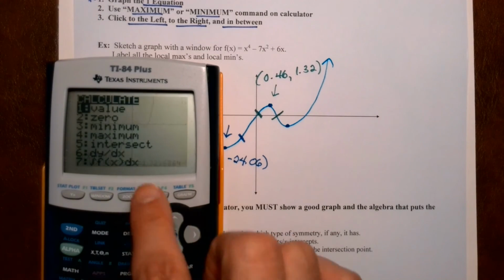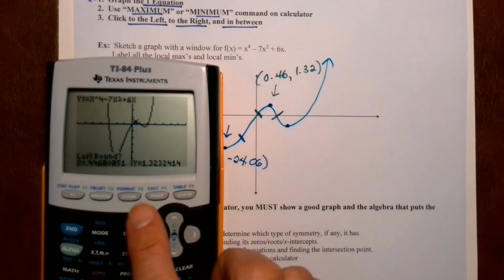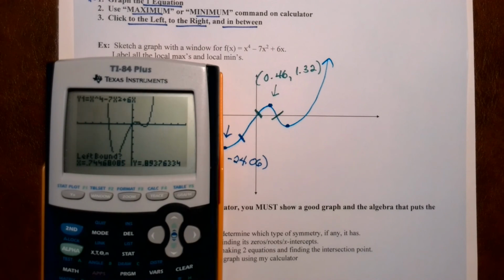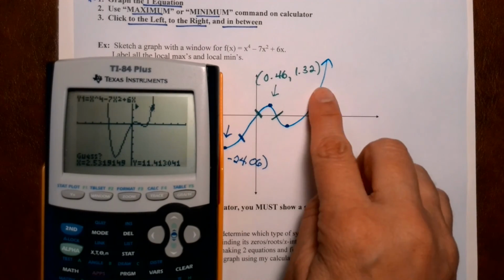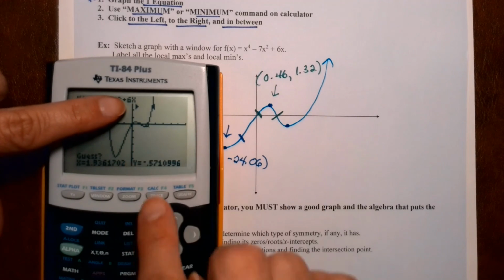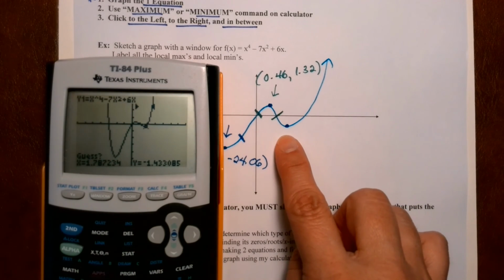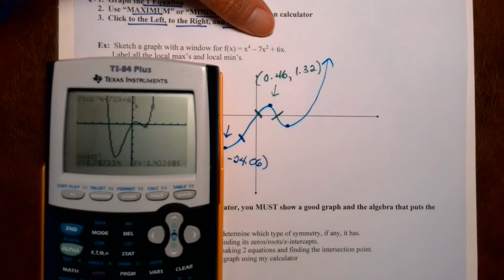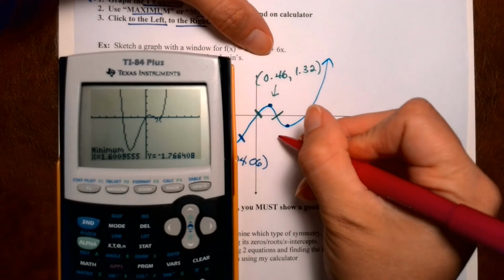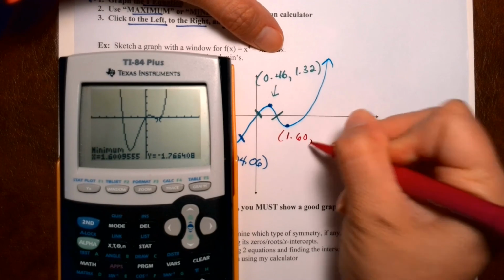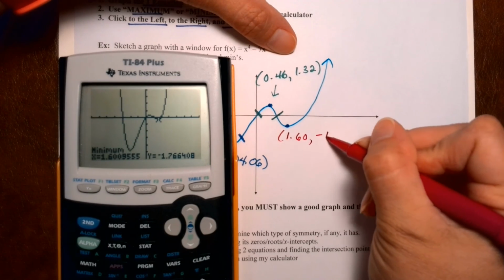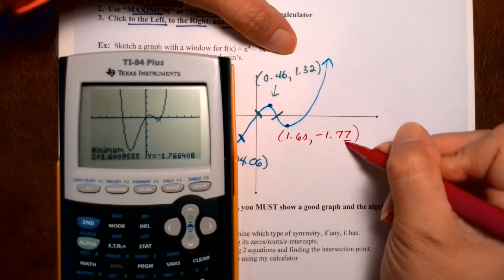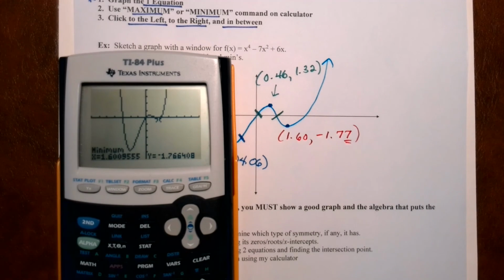So second calculate minimum. I'm to the left of that point, click. Then I'm going to go to the right of that point, click. Please go down right there near that minimum point and tell me what you got for the coordinates of this minimum point. When you hit enter, I hope you said 1.60, comma, negative 1.77, rounded nicely to 2 decimal places.